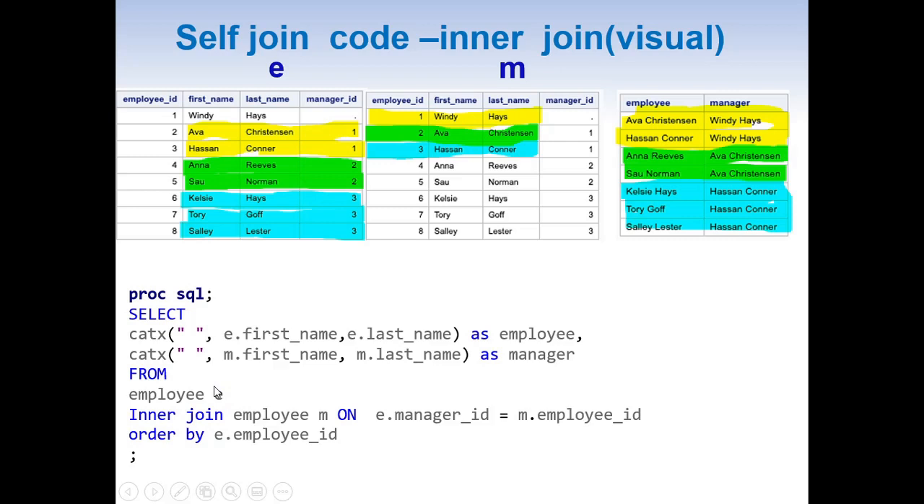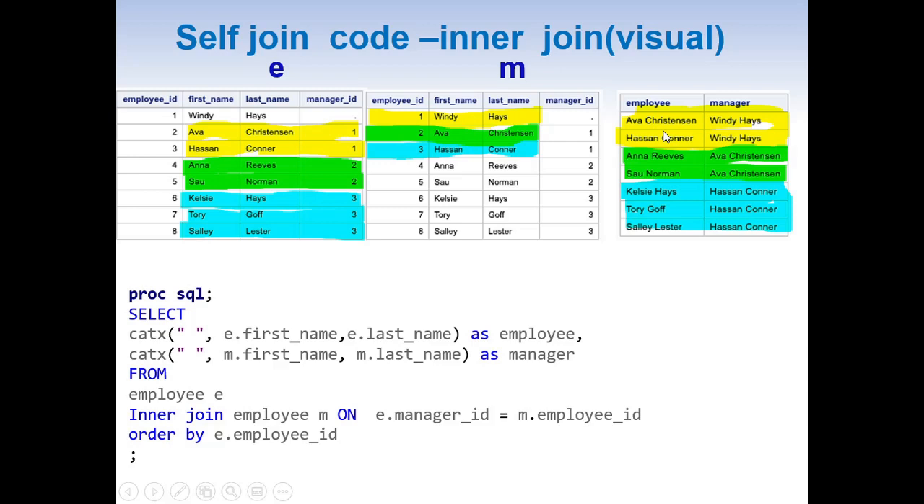I also want you to understand that we have aliased them differently, one as E and one as M. And then we are joining on E.manager ID equal to M.employee ID. We can try to understand this better with the picture here. In the picture, I have table E and table M. As you know, these are aliases, and the result is here. So what we are saying is whenever E.manager ID equals M.employee ID, I want that in the result.